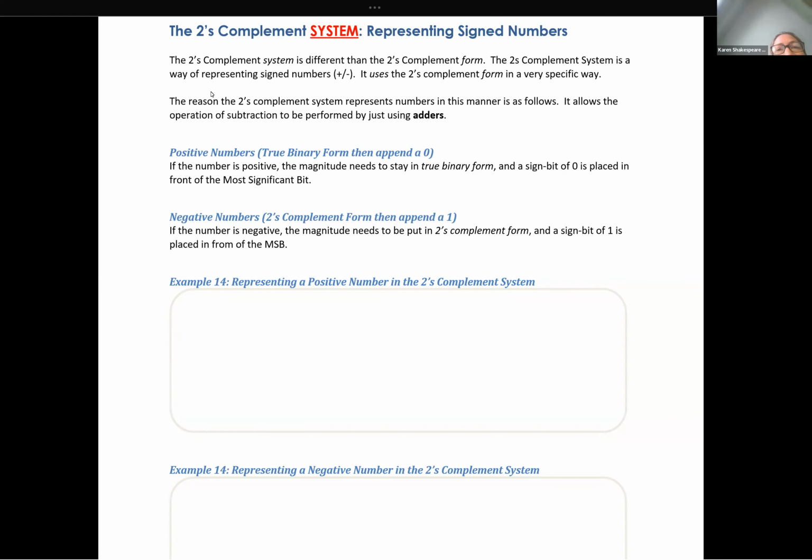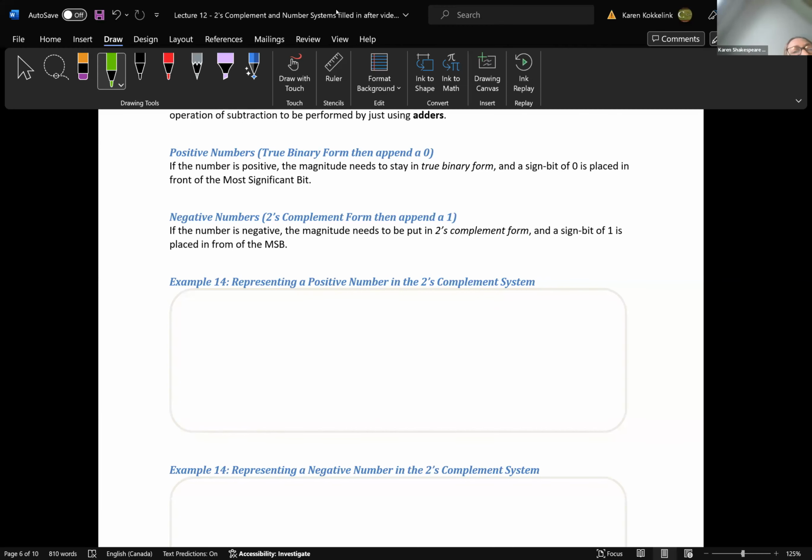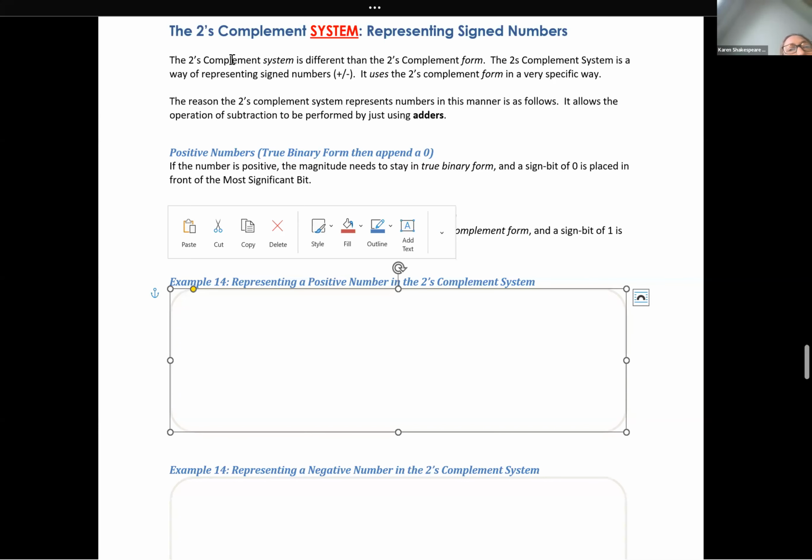Because when we subtract numbers, a computer only uses adders to add. So the computer needs to be able to perform subtraction with its adder. Therefore, it needs some sort of a system where we can add a sign bit to say whether it's positive or negative, because that's how our computer likes to do its work. So in this system, we represent positive numbers one way and we represent negative numbers another way.